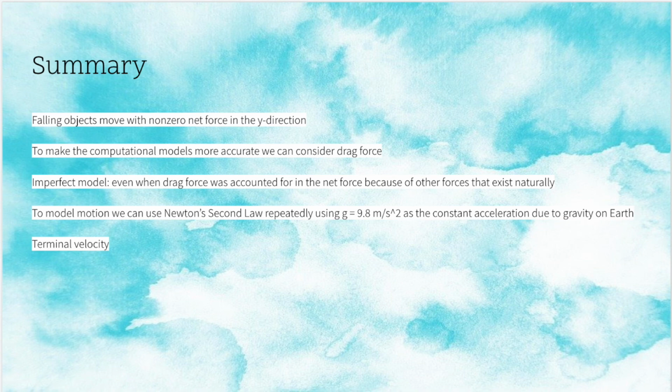In this lab, we established that falling objects move with non-zero net force in the y direction. To make our computational models of motion more accurate, we can consider drag force in the y direction, but it's still going to be an imperfect model because the net force considers other forces that exist naturally. In our computational models, we consistently use Newton's second law and g as the acceleration due to gravity. And finally, terminal velocity happens when the drag force pointing up exactly balances the force of gravity pointing down, which means that the net force is 0.